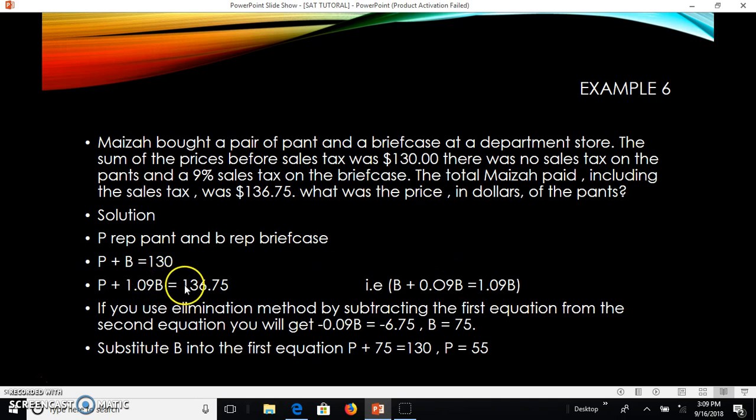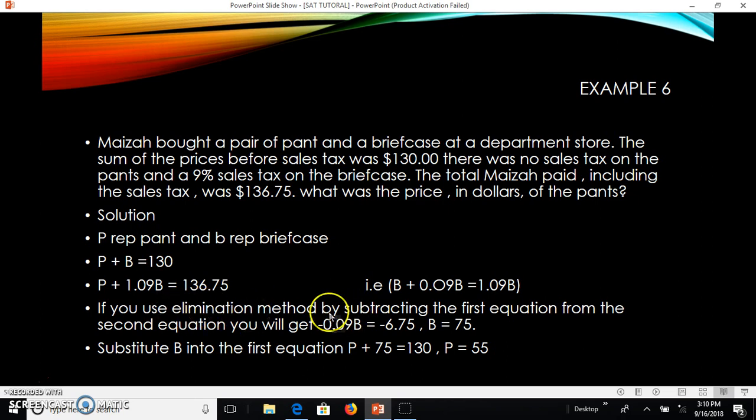But the state tax equals 136.75. So now, can you see all the things you have to go through before you even apply a simultaneous equation? This looks like a simultaneous equation to me, and I expect you to solve it simultaneously. So I would like to use the elimination method. It's faster. That's why university doesn't give you much time.